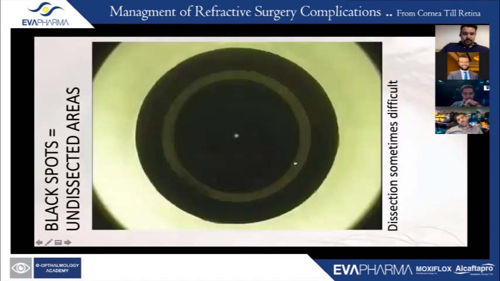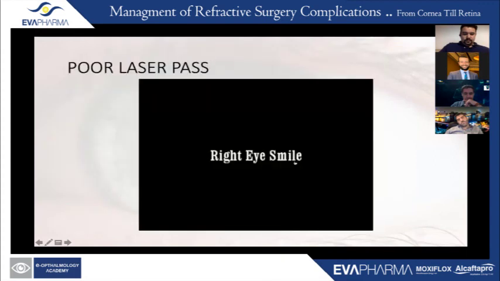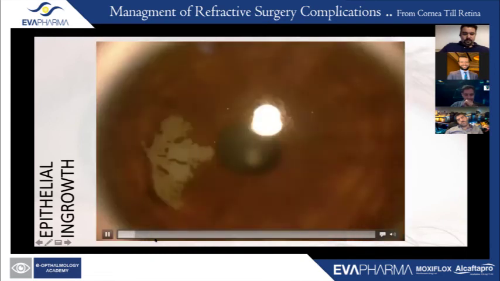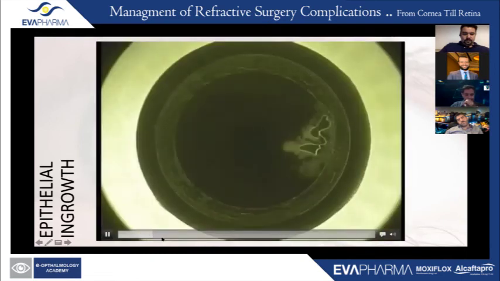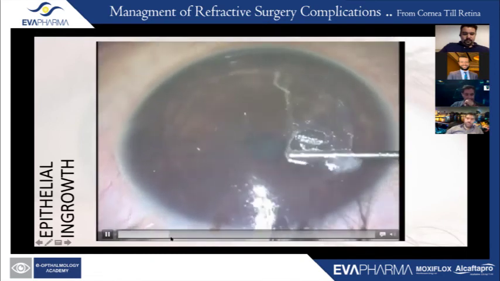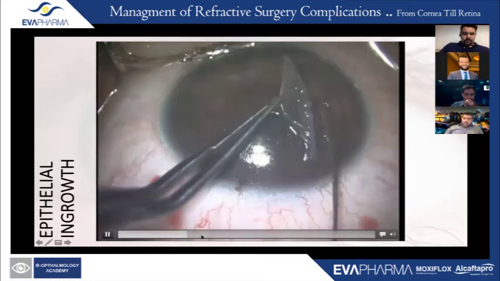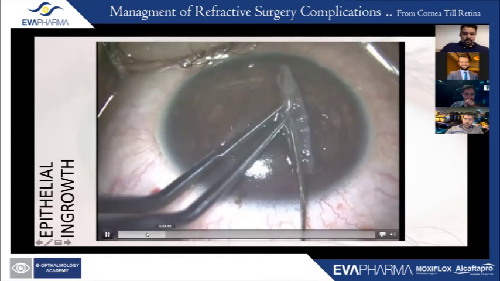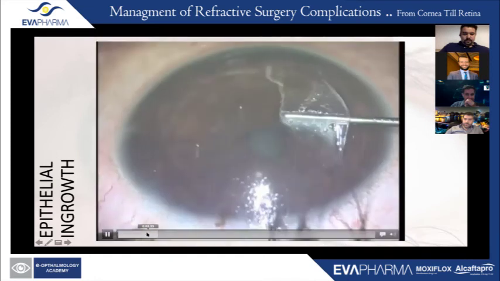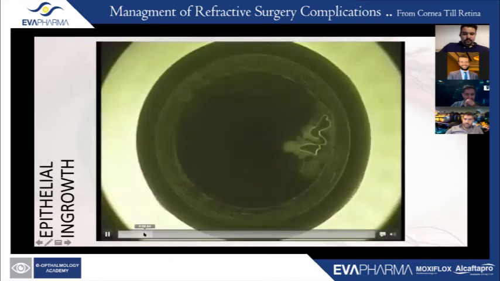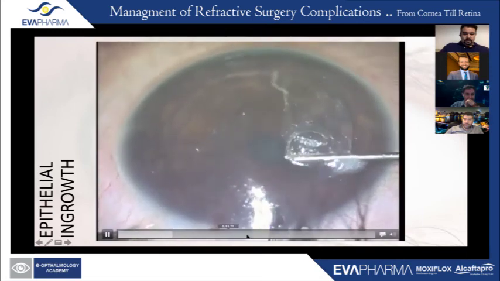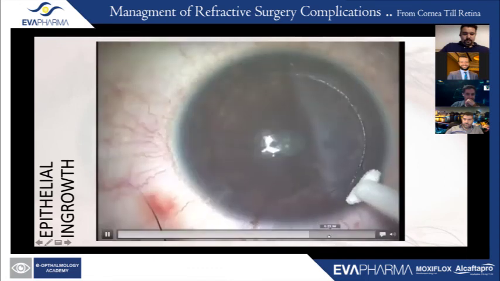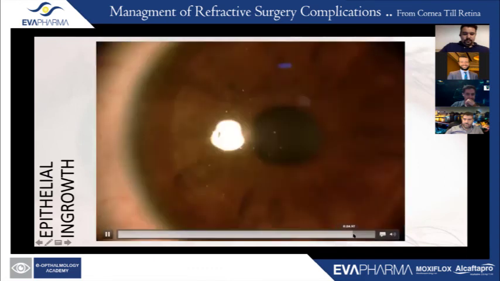One interesting complication that I'll show you is epithelial ingrowth, which can also happen post-SMILE. So you need to be careful not to get epithelial defects near the incision. So here we did a circle cut. As you can see here, this is basically a circle cut which can be used to open a SMILE into a flap. Then you go ahead and treat the epithelial ingrowth as you would for a case of LASIK. And basically this is the patient post-operatively.